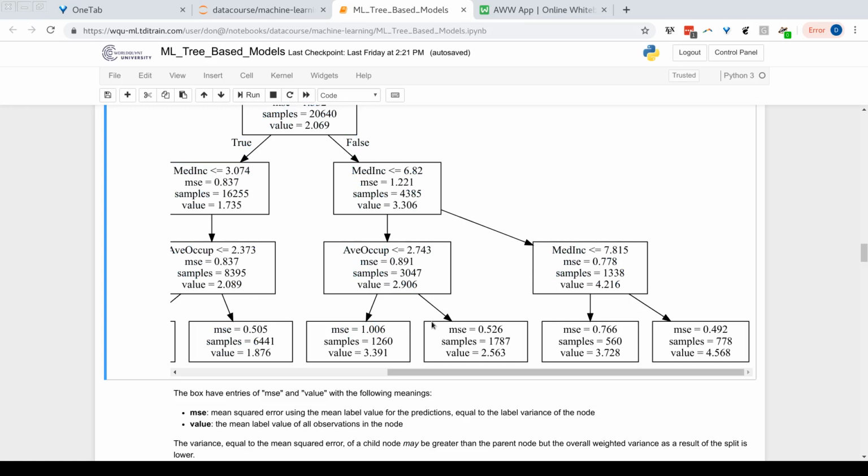But keep in mind, remember, we do a weighted variance drop. And this node, its variance has dropped. So we do the weighted contributions, and we will see that yes, the overall variance did drop when we performed the split.